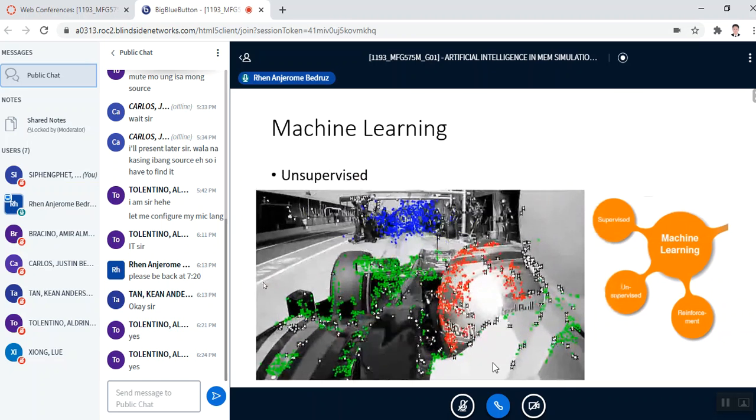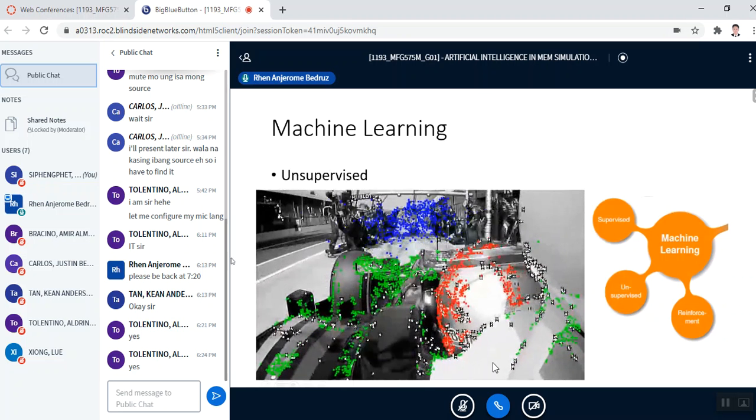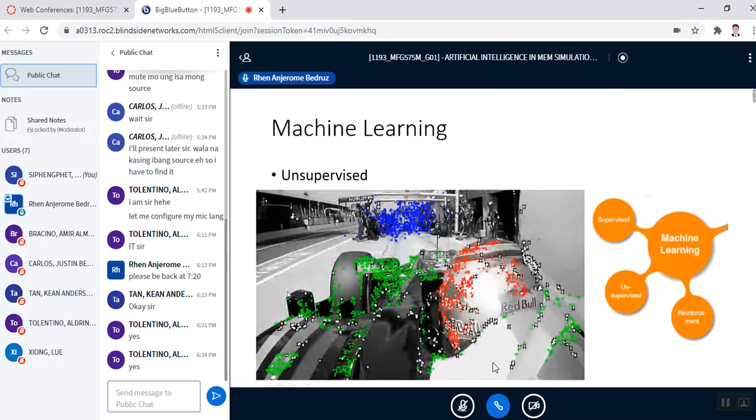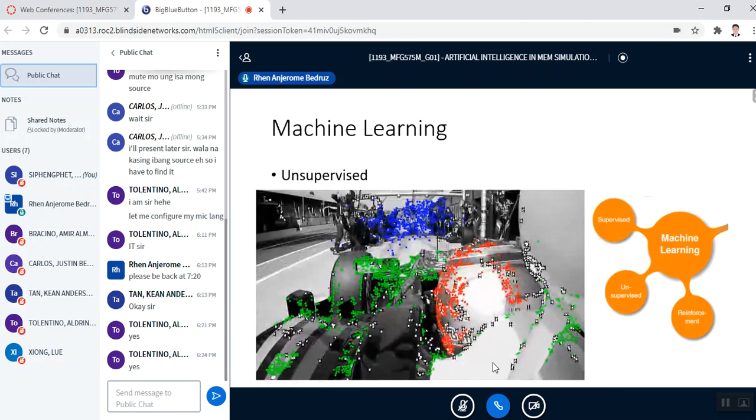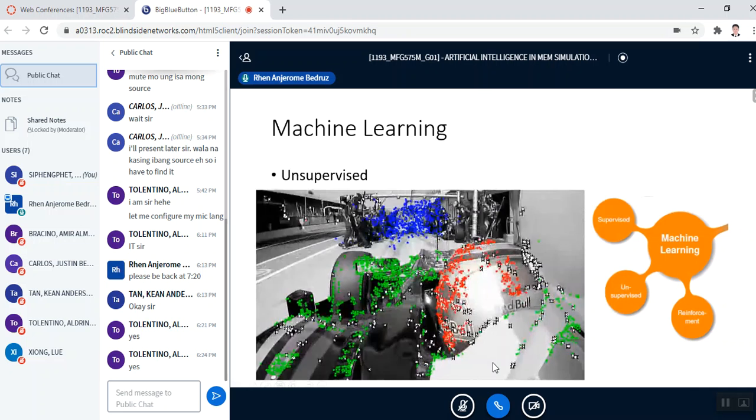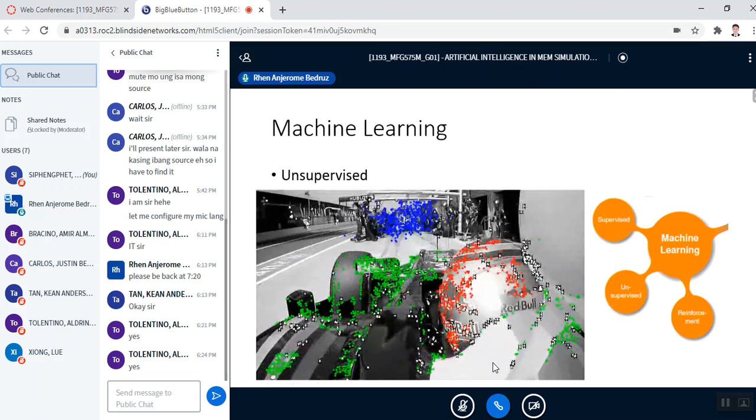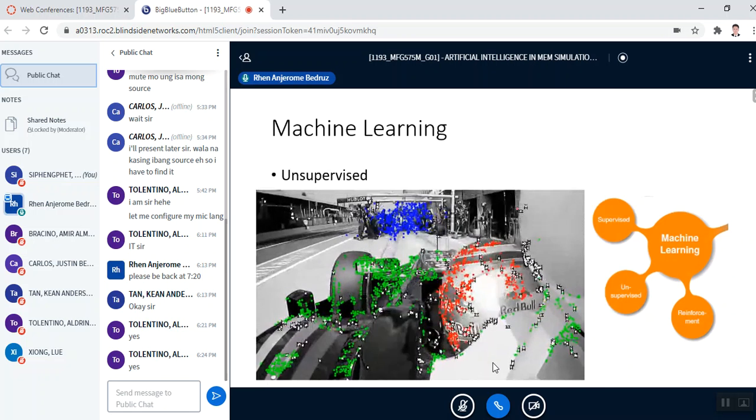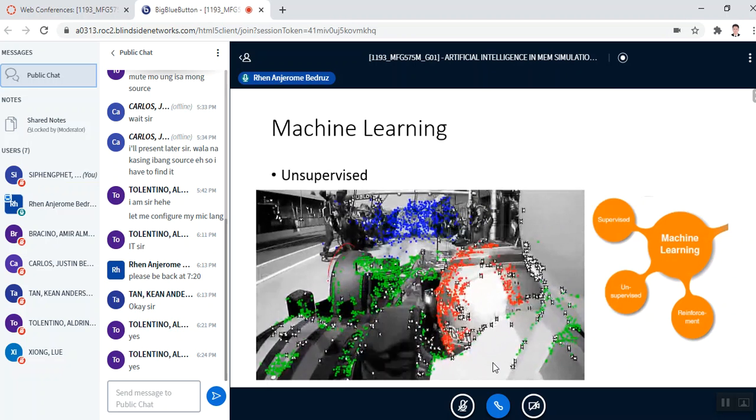That's what we call unsupervised learning. In this case, for example, there's a video of a race car driver. The difference in unsupervised learning is that you don't have any training data. You don't train the data. You just let the AI learn by itself. In this case, the AI would try to find what looks the same, in this case, the race car.